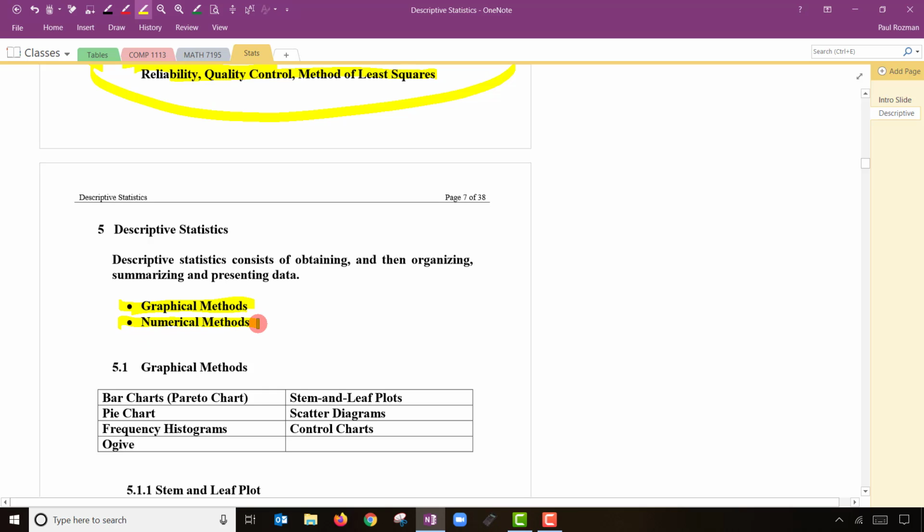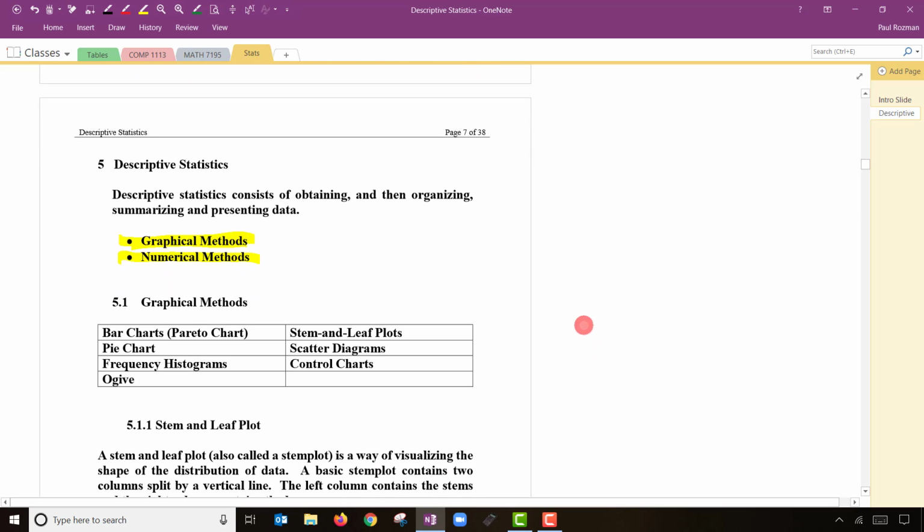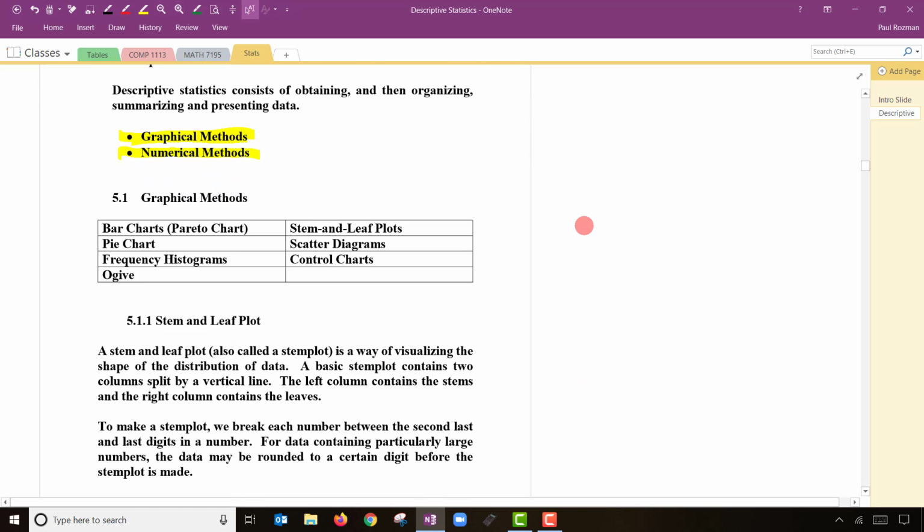In your first couple of labs, you'll be doing some graphical things in Excel. We do a few here in the lecture, and then you do a few more as Excel tutorials. So here are some basic charts. The Pareto chart, which is a sorted bar chart. You'll do that in your labs.